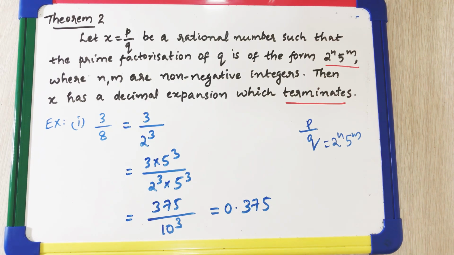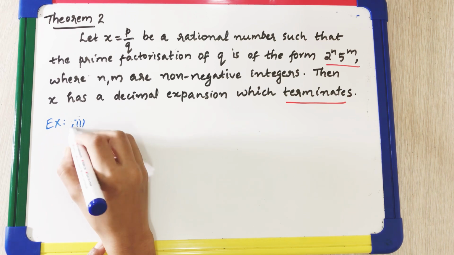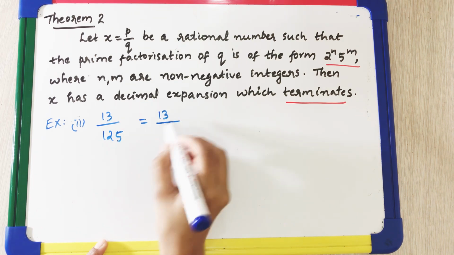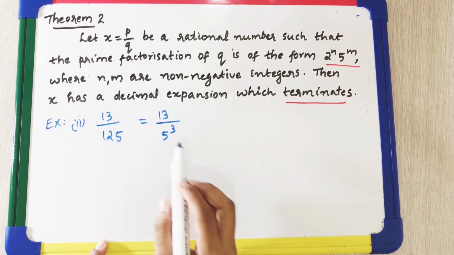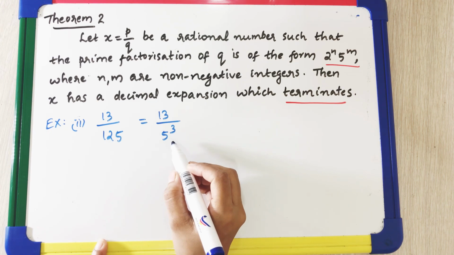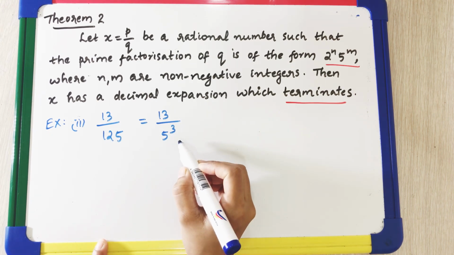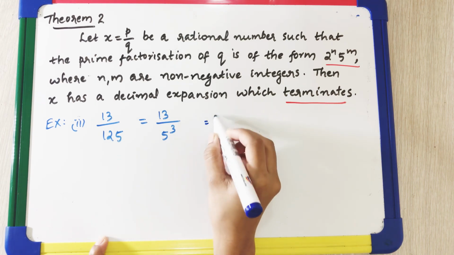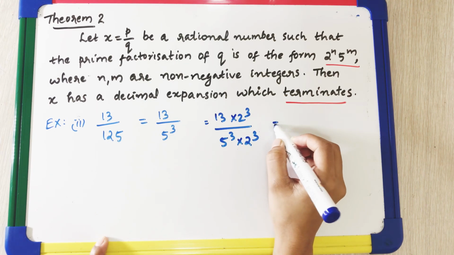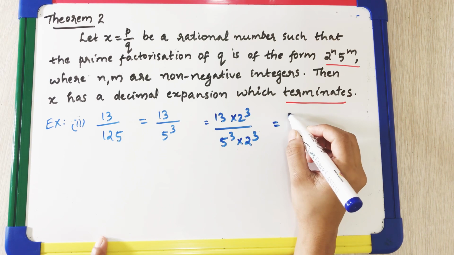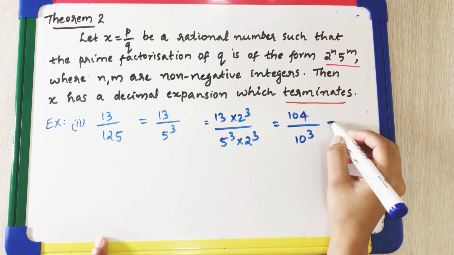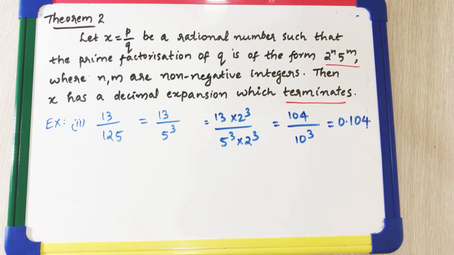Okay, we can see another example. Second one, 13 by 125. See, 125 is 5 cube. Now we have to make this denominator a power of 10. To make it a power of 10, we can multiply the numerator and denominator by 2 cube. This is 13 into 2 cube by 5 cube into 2 cube. This is nothing but 8 into 13, which is 104, by 5 into 2 the whole cube, or 10 cube, which is equal to 0.104.